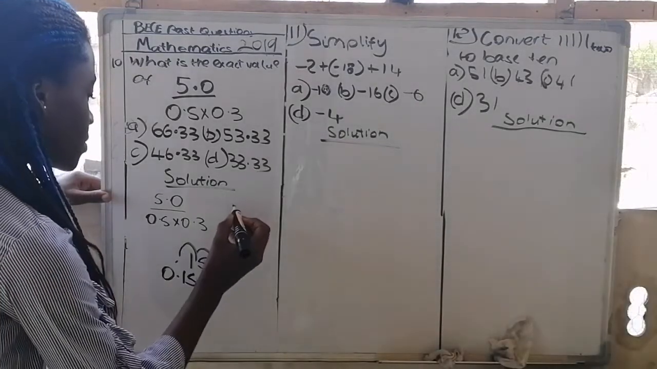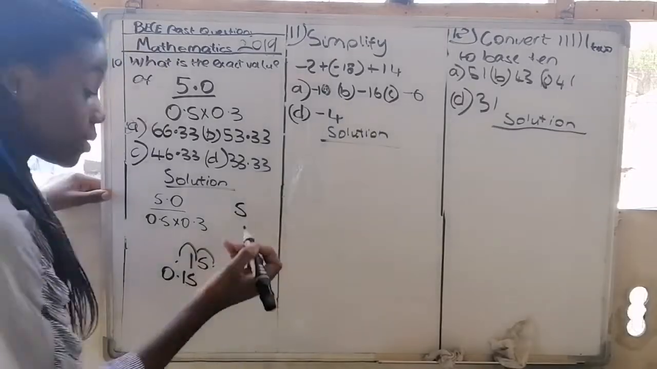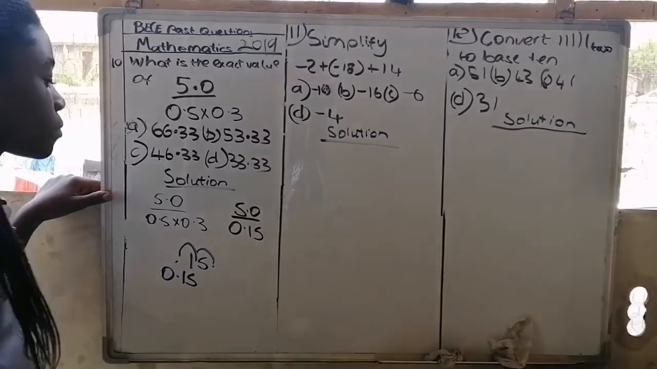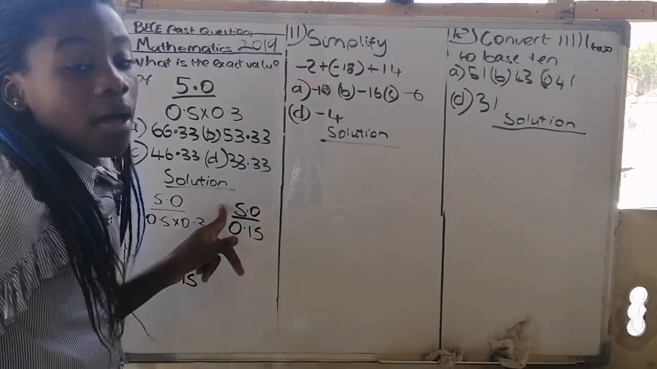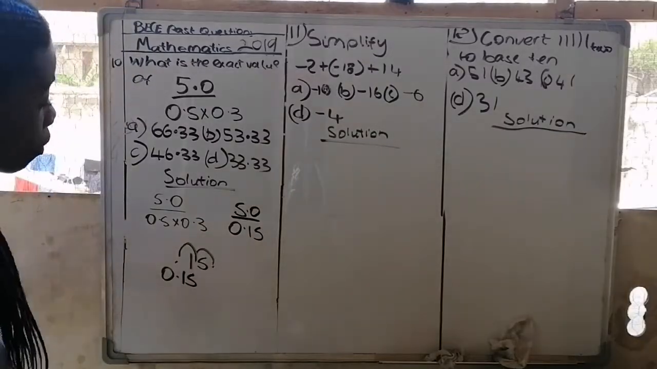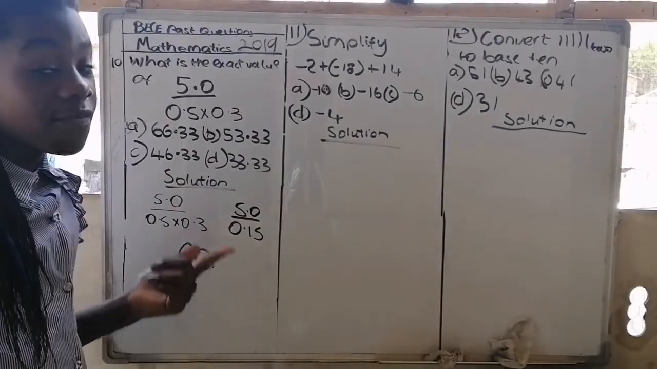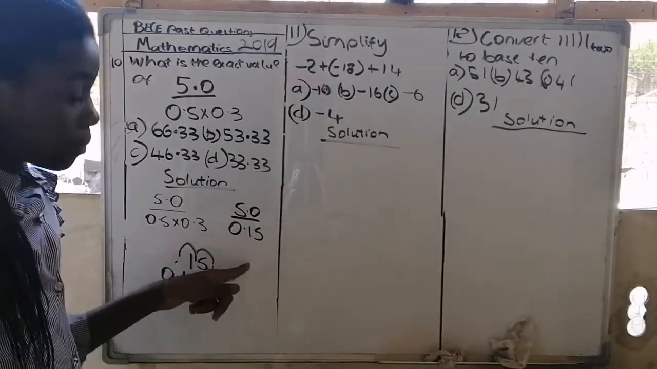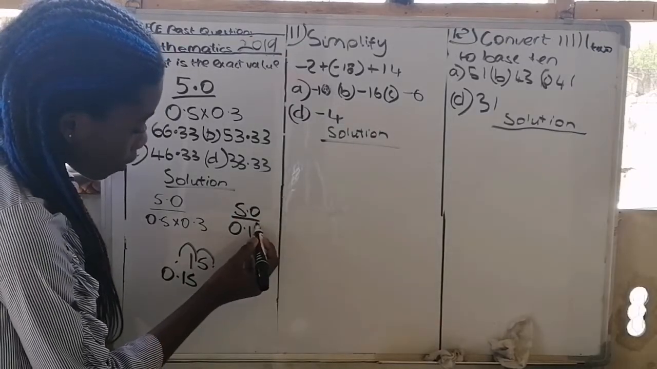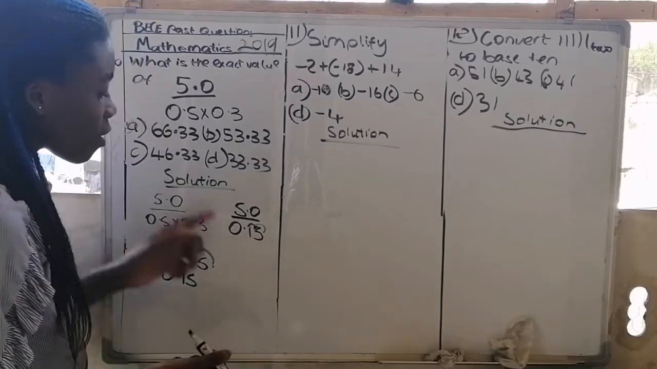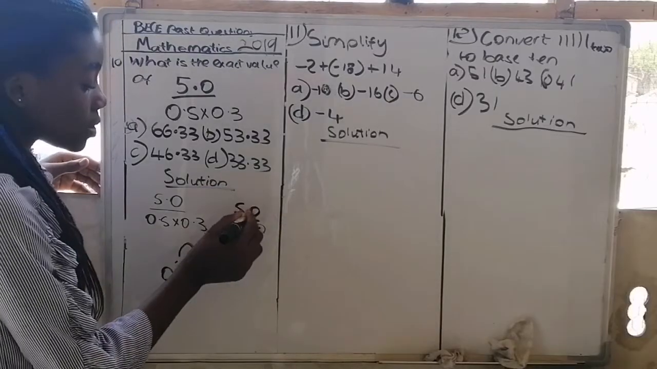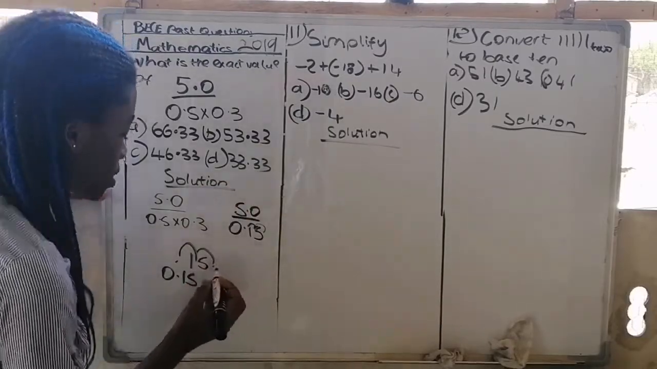Then now 5.0 over 0.15. So now we have to divide 5 by 0.15. When you're dividing a whole number by a decimal, you have to make the decimal a whole number. Then the number of times you move the decimal point forward, you also have to do that to the whole number.